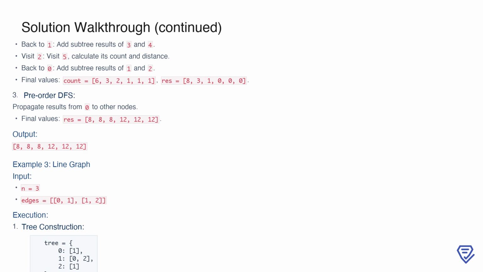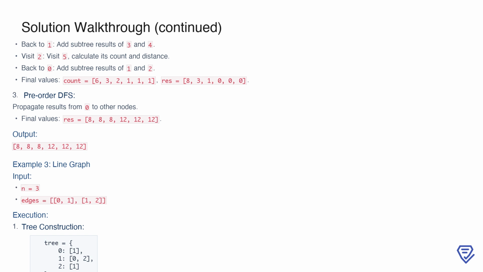Next, we move to node 2 and explore its only child, node 5. Since node 5 has no children, its subtree size is 1, and its distance sum is 0. These values are added to node 2, giving it a subtree size of 2 and a distance sum of 1. Finally, back at node 0, we combine the results from its 2 children, nodes 1 and 2. Node 0's total subtree size is now 6, and its distance sum is 8.